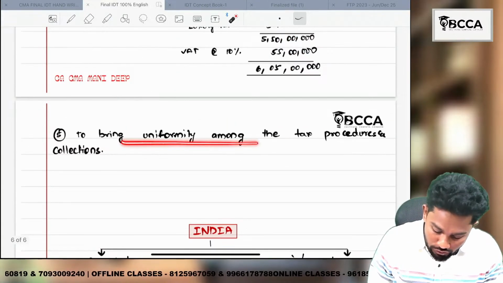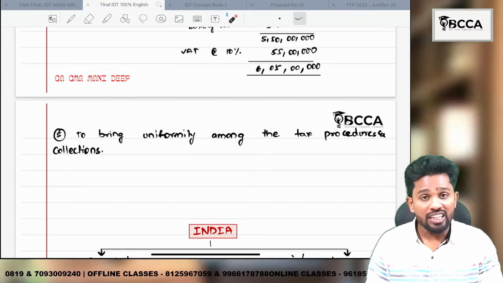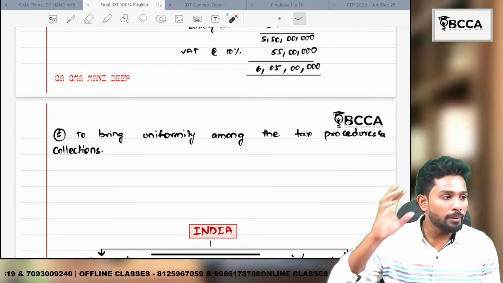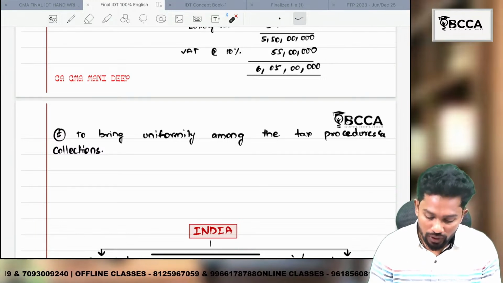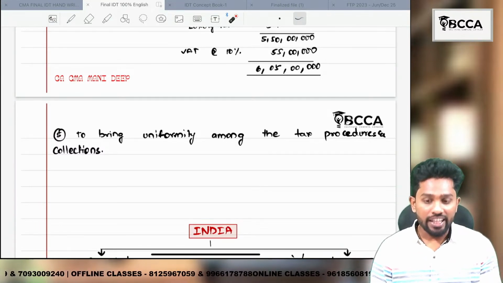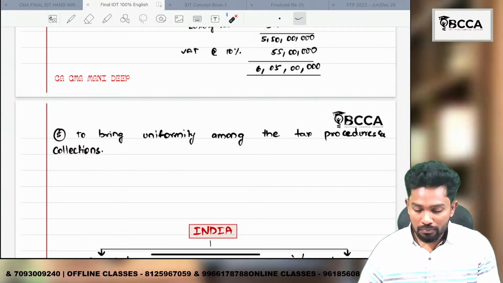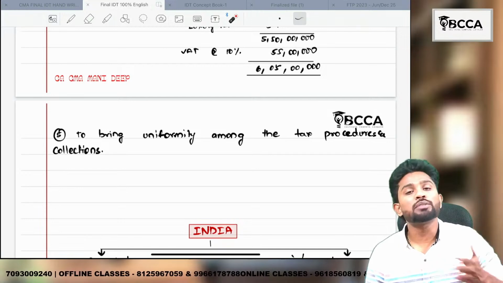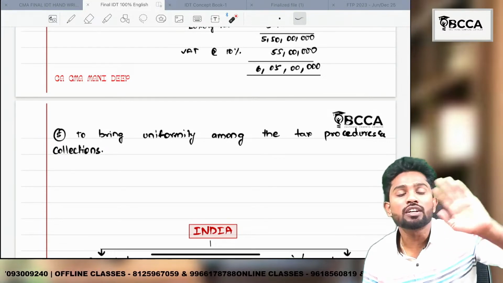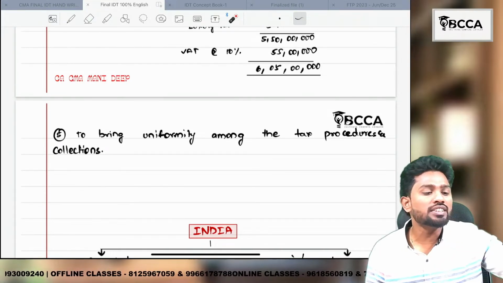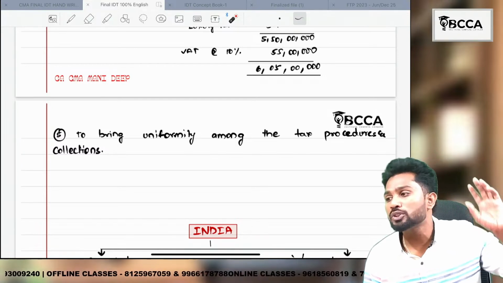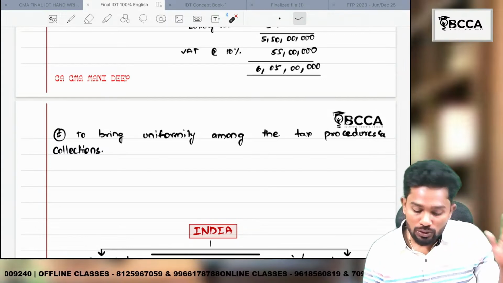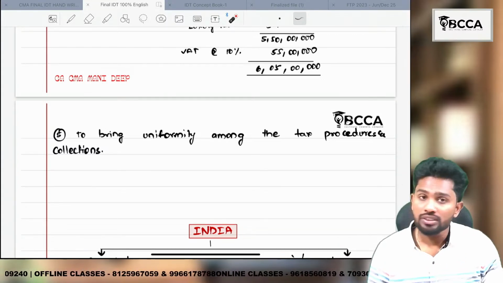Then, to bring uniformity among the tax procedures and collections across India, since there are multiple taxes, different kinds of tax laws are followed. The VAT law in Maharashtra is different from that in AP. The VAT law in Gujarat is different from that of Rajasthan. So every state has a different kind of procedure and due dates, which has made the whole indirect tax system complex. To streamline that, there is a need to introduce GST.